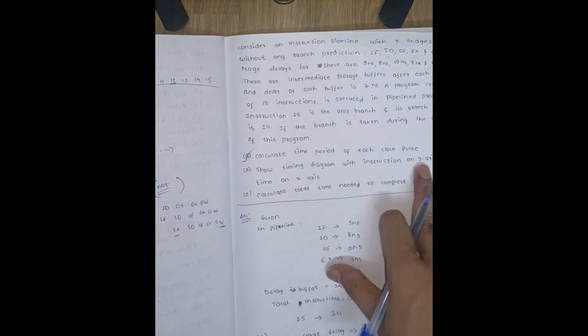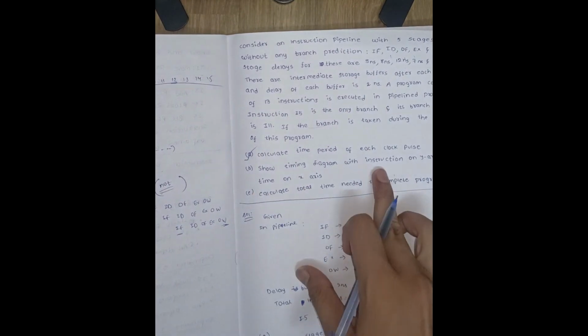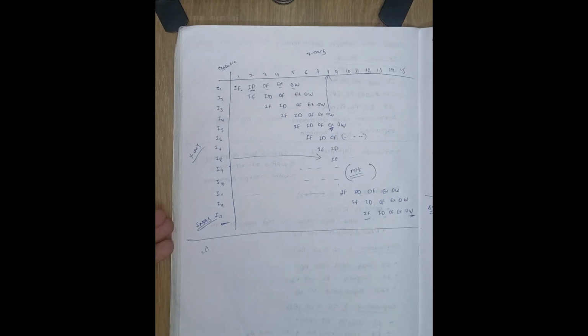Okay, so what is the question given here? Show the timing diagram with instruction on the y-axis and time on the x-axis. So that's all. If you draw this, it's enough. And C, calculate the total time needed to complete the program. Okay, so we count here.